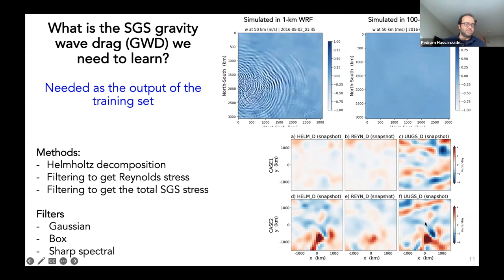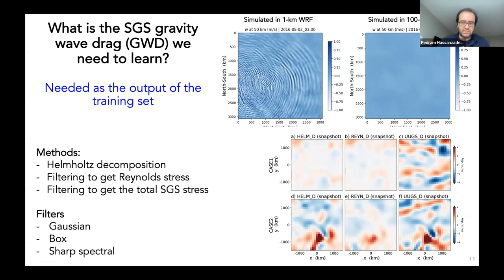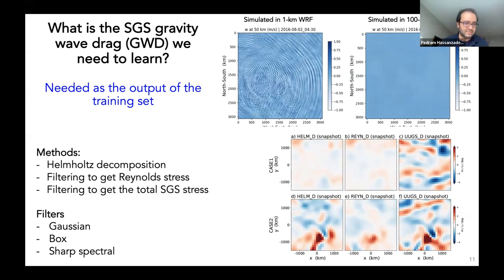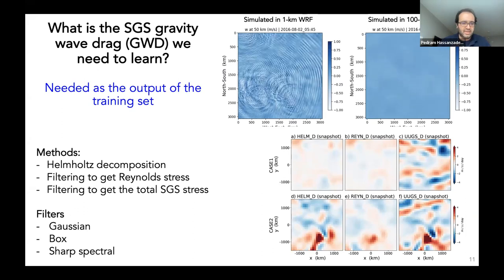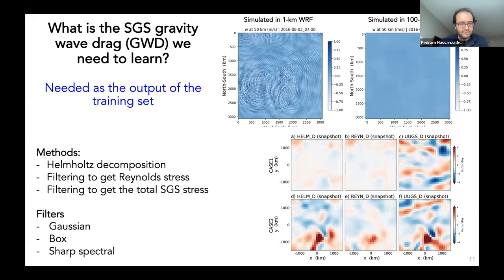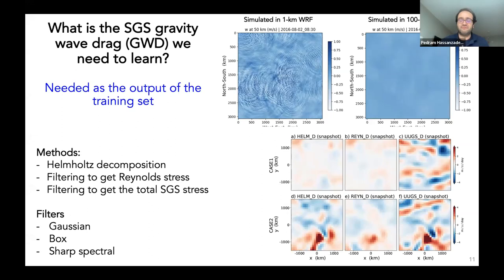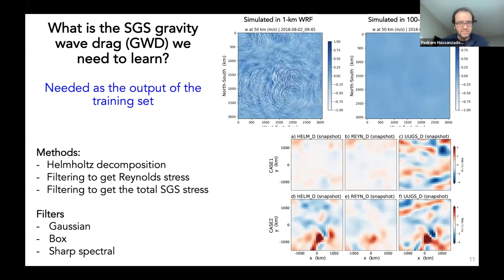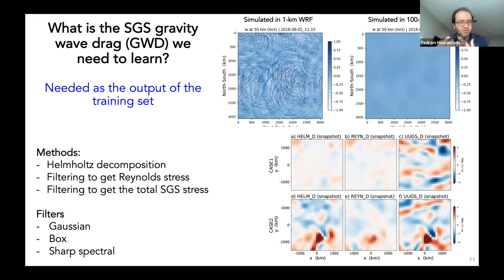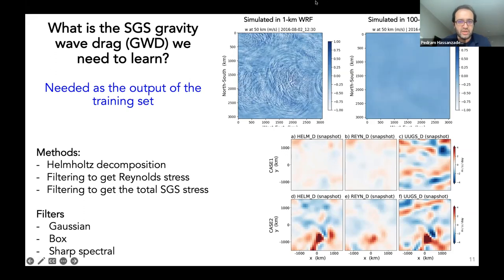And these are just 2 snapshots. But again, when we look at the PDFs and things like that, we see that actually there are a lot of differences. So even to start, it's not clear what is the term we want to learn. So it's not a question of getting a fancy neural network and add physics to it and things like that. It's actually the problem of what is the term we need to learn here?